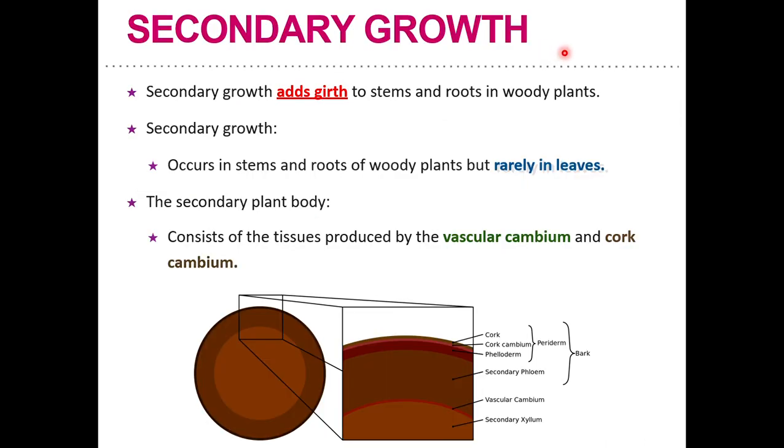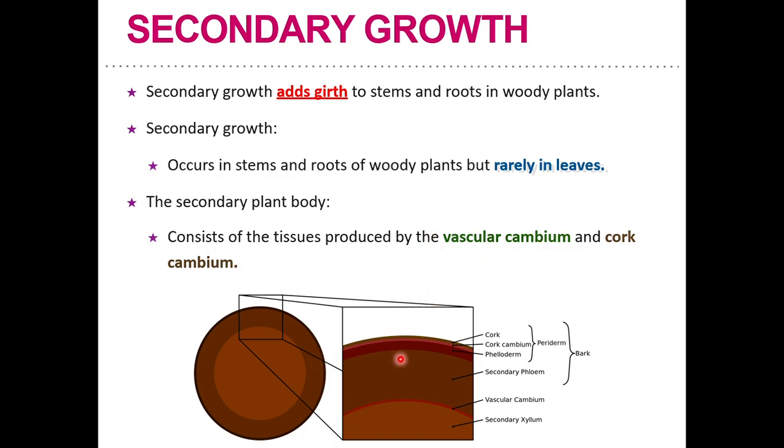For secondary growth, secondary growth adds girth to the stem and roots in woody plants. The secondary growth occurs in stem and root of woody plants but rarely in the leaf. So these are mostly found in the stem and roots. The secondary plant body consists of the tissue produced by vascular cambium and cork cambium.